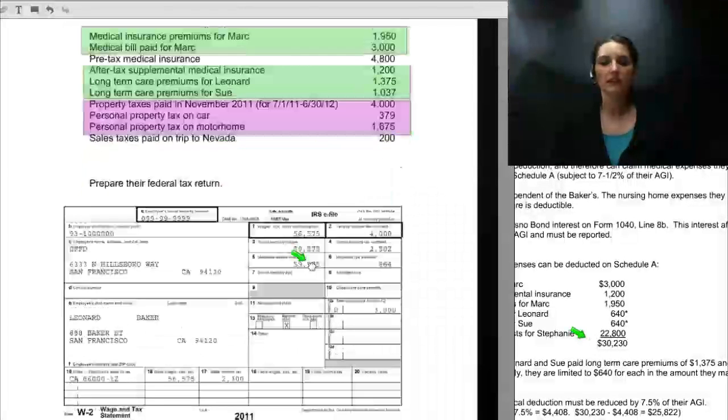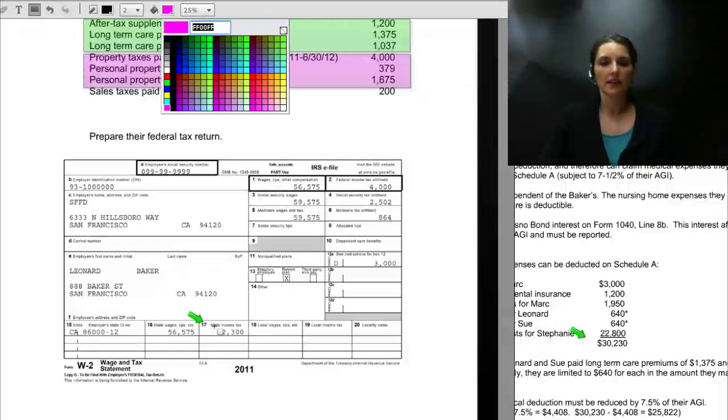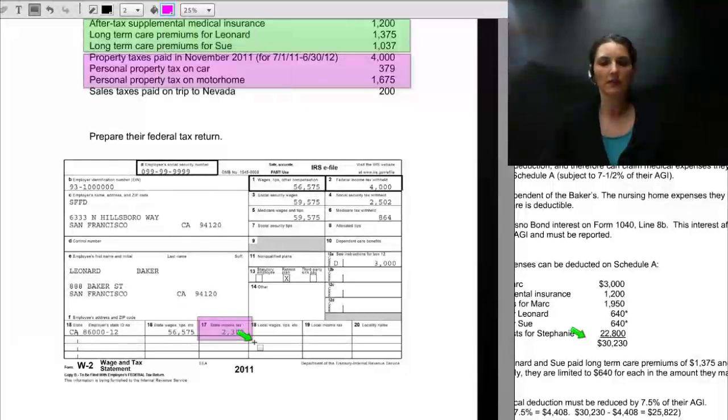Let's take a look at the rest of their tax return. There's one more item we see down here, and it says $2,300, and that is the amount of income tax that the Bakers paid for the year. It was withheld from Leonard Baker's income on his W-2. It is a deductible expense for him. And so that deductible expense of $2,300 is also going to go on his Schedule A.